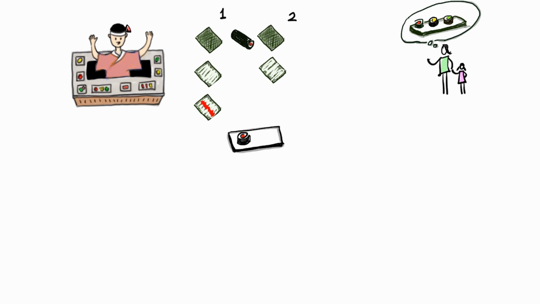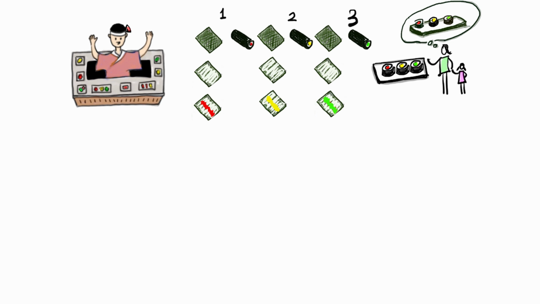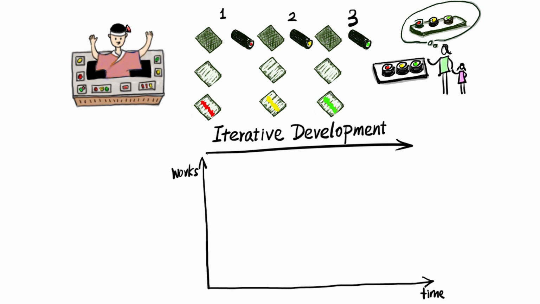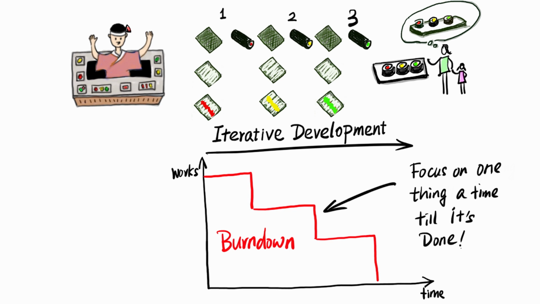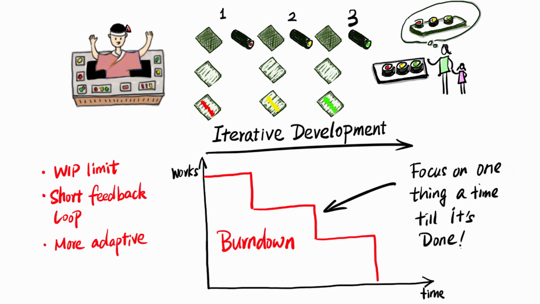And in iteration 2, you could continue focusing on the second sushi and get it done and ready to serve. And in iteration 3, you complete the third one and the whole plate of sushi can be served. Compared to the previous approach, this approach is iterative development. If we check the progress, we can see the sushi was made one by one. It is to focus on one thing at a time. This approach will have limited work items in progress, which will lead to a short feedback loop, and as you can see, it is more adaptive to the change.